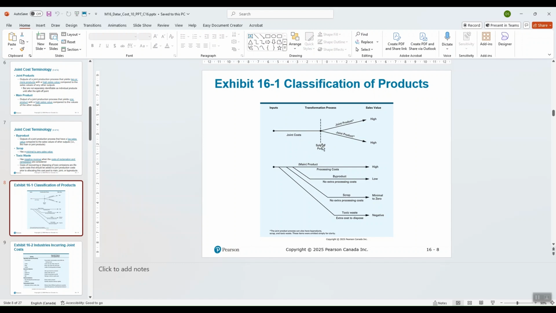At this point, you have a split off. So in the split off, you have joint products. That means we're producing two different products in this example. So there is joint product one, joint product two, and both have high sale volume because those are the products that they're selling, and that's where the company's business is. Okay, so that's the case.